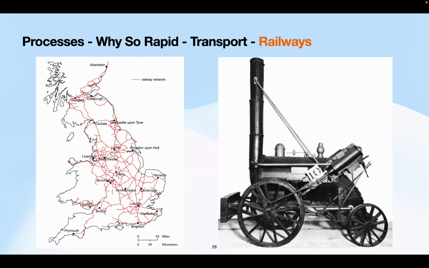Then came the railway age. Around 1850, Britain had nearly 600 kilometers of track. George Stephenson's locomotives could hit around 48 kilometers per hour and haul massive loads of coal and freight.